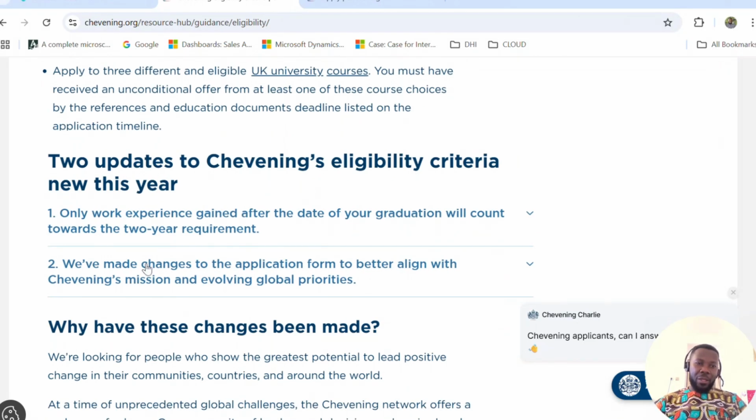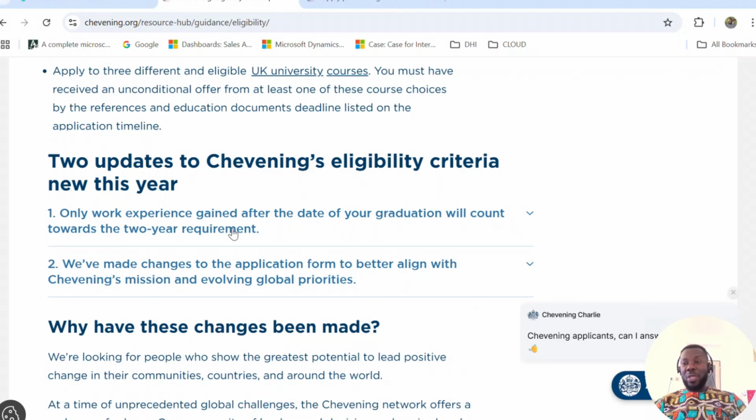And 2 updates to Chevening's eligibility criteria new this year. Only work experience gained after the date of your graduation would count towards the 2 years requirement. So what this means is that if you had been working during your study period, all those work experiences will not be considered.